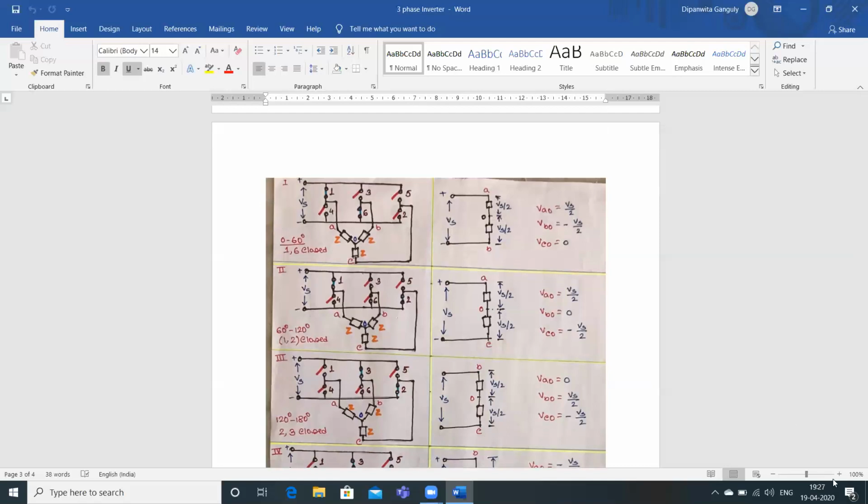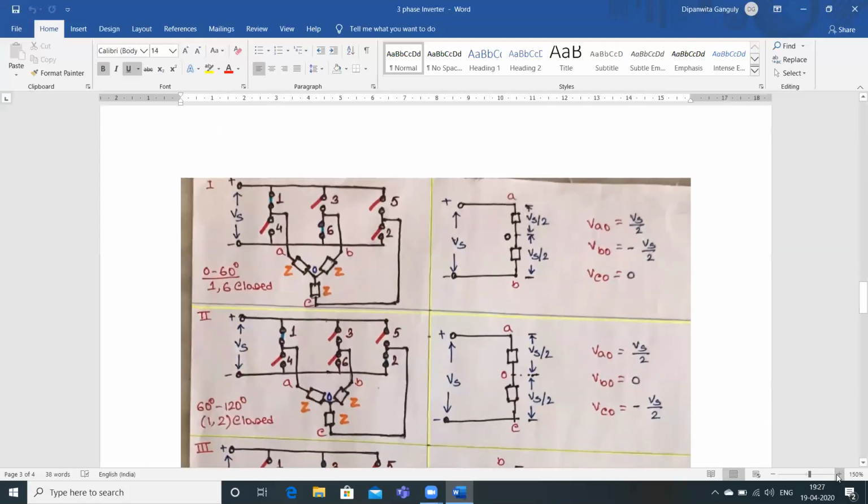So we can explain this by the power circuit diagram. This is the power circuit diagram. All the thyristors are represented as switches 1, 2, 3, 4, 5, 6. For 0 to 60 degrees, 1 and 6 are closed. So thyristors 1 and 6 are closed and all the remaining are off.